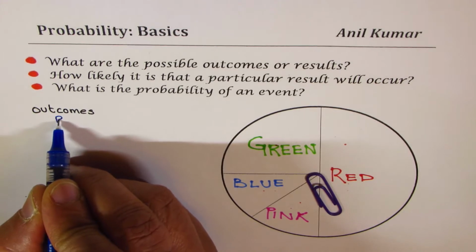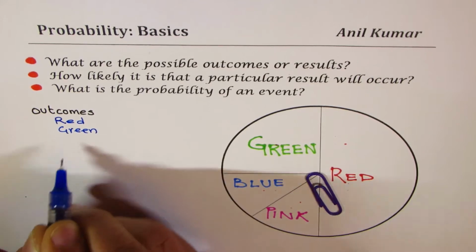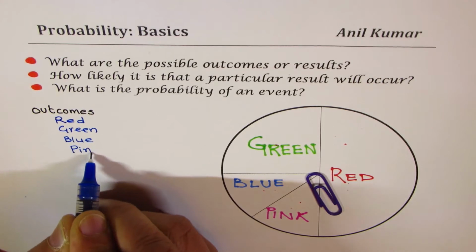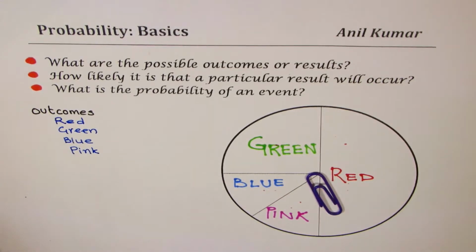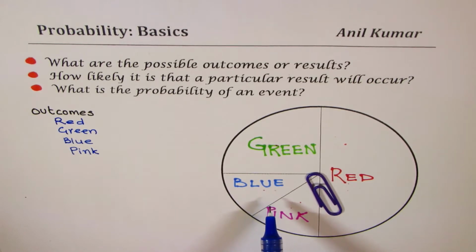We could get this spinner on red, on green, on blue, or pink, correct? So these are all the possible outcomes. So in this game, we may call this game an event, and we can say, well, we'll play this game and the event is whosoever gets it on blue wins, right? So that could be a game, and the event will be getting the spinner on blue, right, to win.